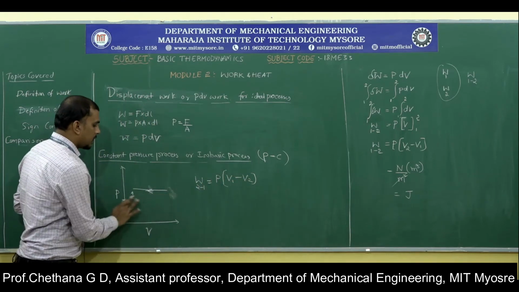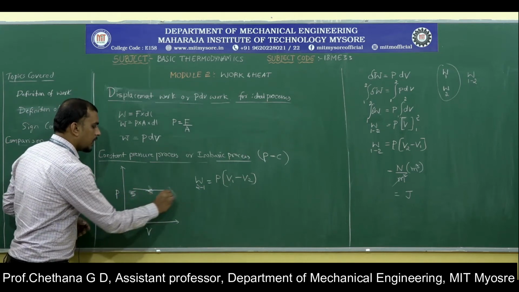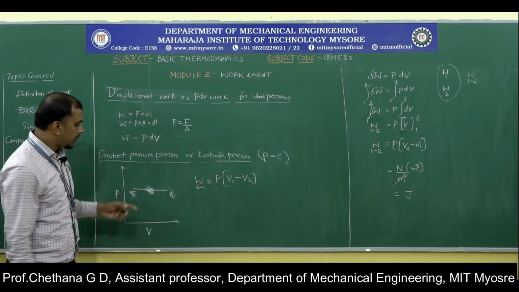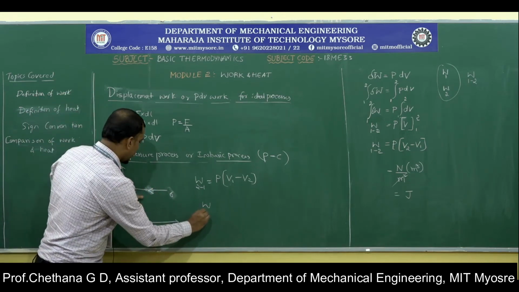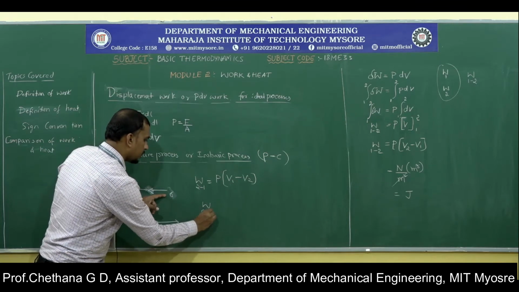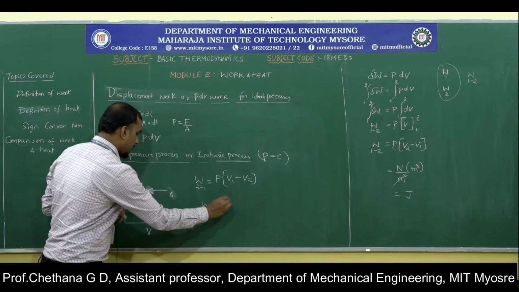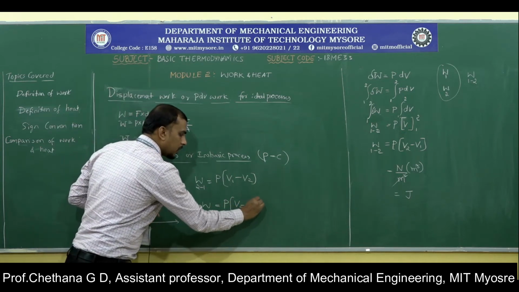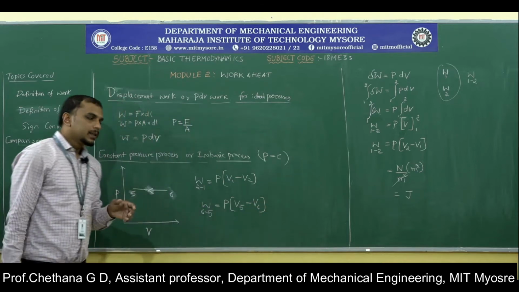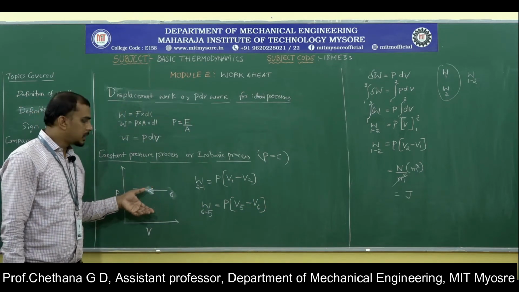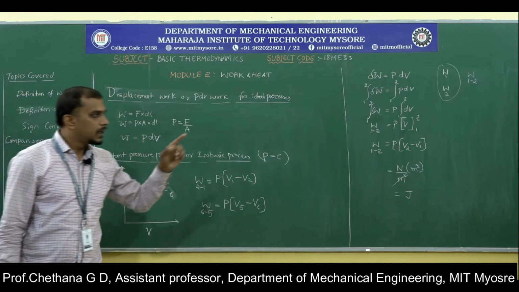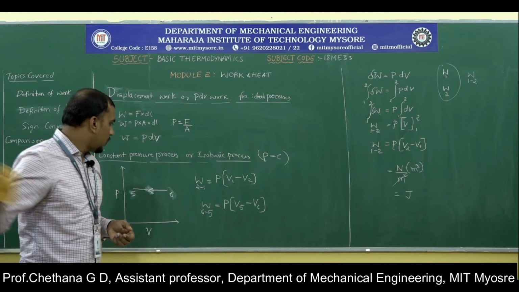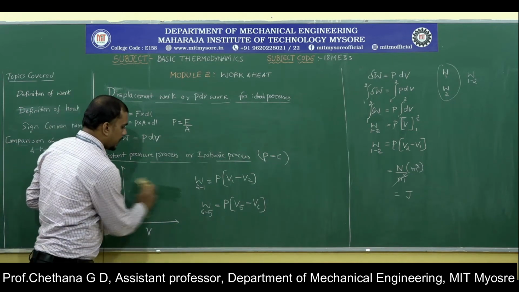We can change the process like 5 and 6, let it be the same direction. Now what will be the equation? Pressure is constant, let us say the process is from 6 to 5. The equation is pressure into V final, that is V5 here, minus V6. So this needs to be understood at the beginning itself, that the equation is pressure into V final minus V initial.